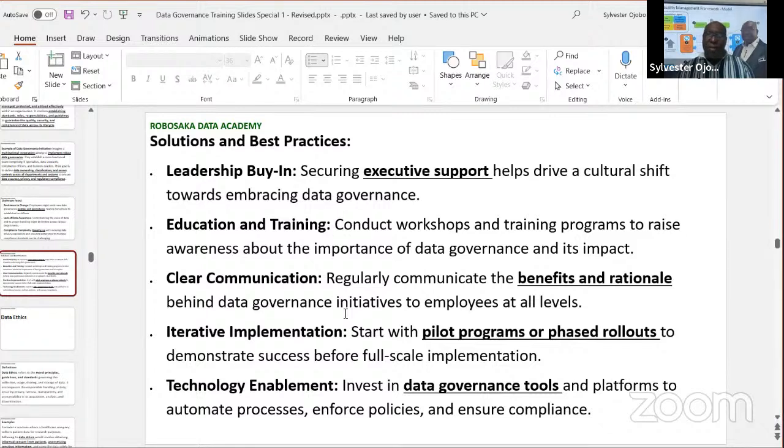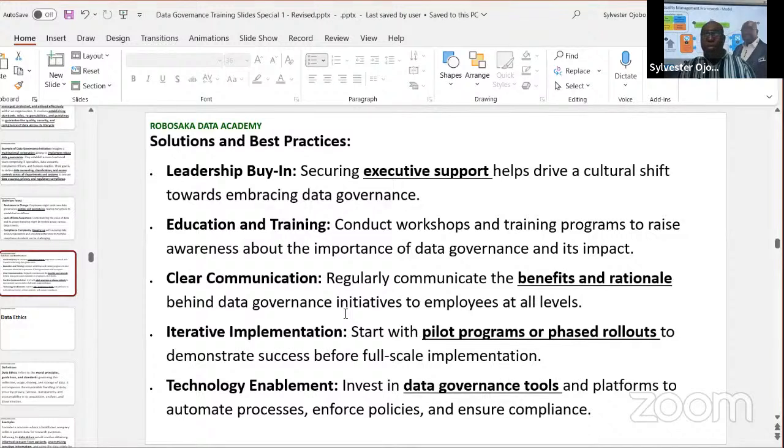What is in it for me to do? It might also affect their workflow. So you're going to look at so many scenarios when that time comes. Securing executive support helps drive a cultural shift towards embracing data governance. When you are able to secure support from the chief executive, it will be an atmosphere shift for the program to be well implemented.